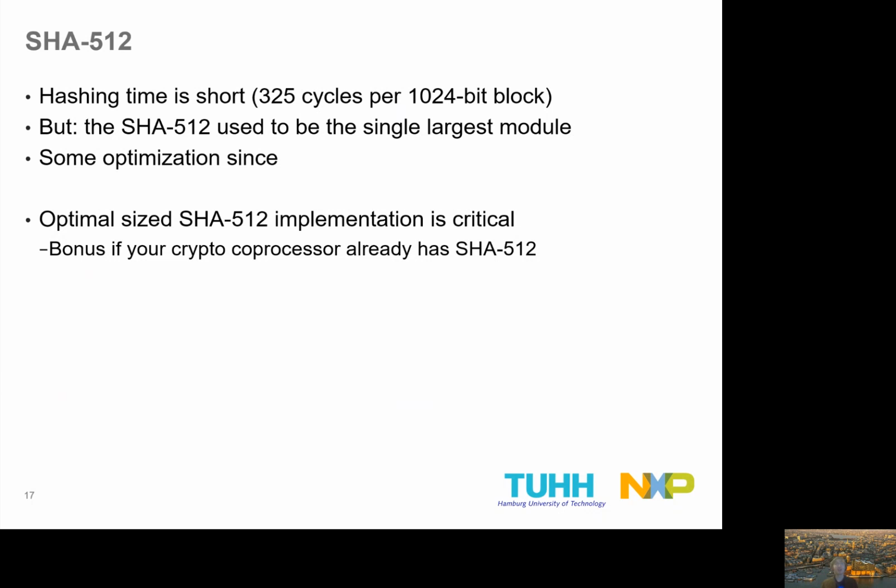And so a big takeaway is that finding the optimal sized SHA-512 implementation is critical if you want your design to be as resource efficient as possible. And there's of course a big bonus if your crypto coprocessor or embedded system or whatever already has a SHA-512 implementation, because that means adding Streamlined NTRU Prime will cost nowhere near as many resources as if you would have to include the additional SHA-512 implementation.